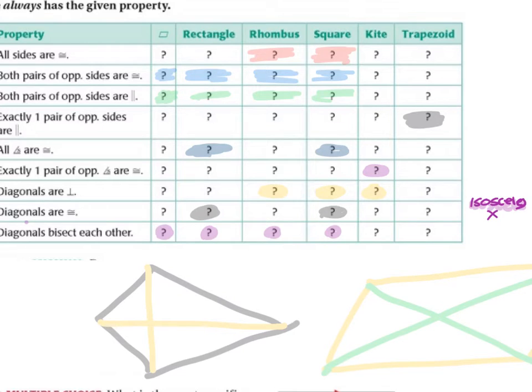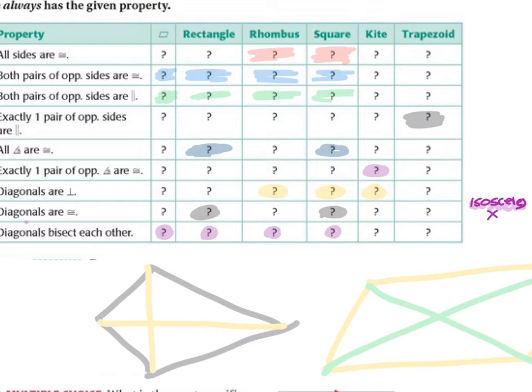Like a square is always a rhombus, true or false? True. By definition, a square is a rhombus and a rectangle combined, right? So a square is always a rhombus. Is a rhombus always a square? No. Does that make sense? Yes. So if they can be, it's a sometimes, right? A rhombus is sometimes a square. True statement, right?